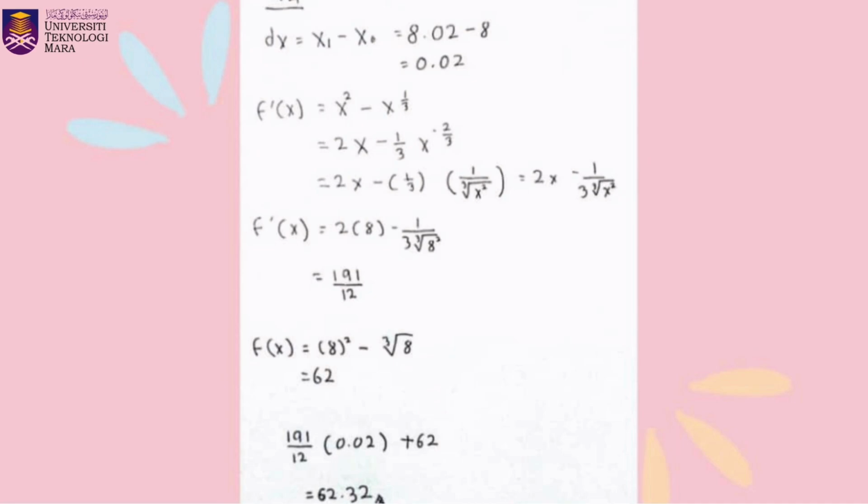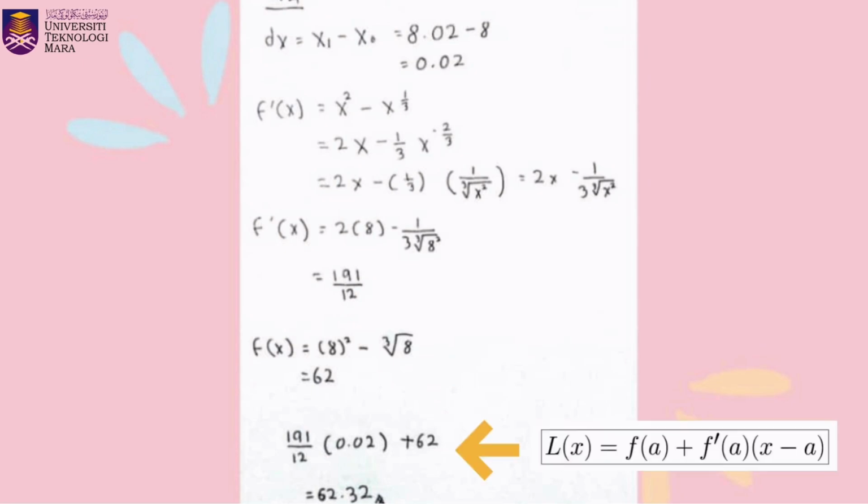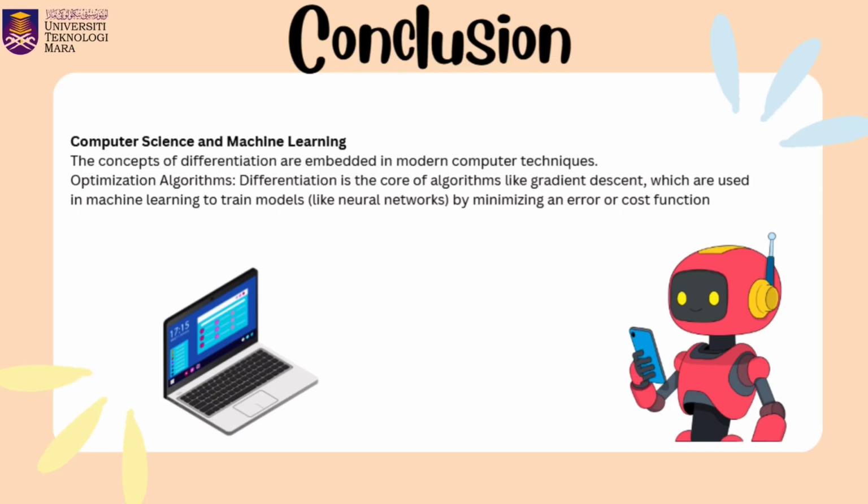Next, we need to determine f(x). From the information, f(x) is x² − 3√x. Now replace x with 8 and we'll get 62. Finally, after gaining the dx, f′, and f, you can use the formula L(x) = f(a) + f′(a) multiplied by (x − a), and then you'll get 62.32.